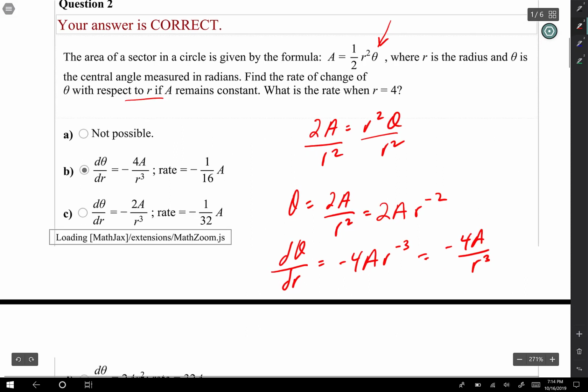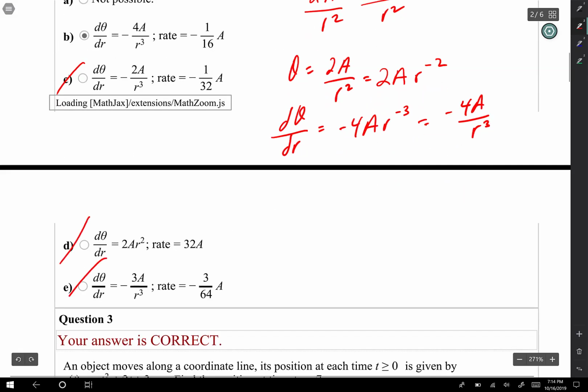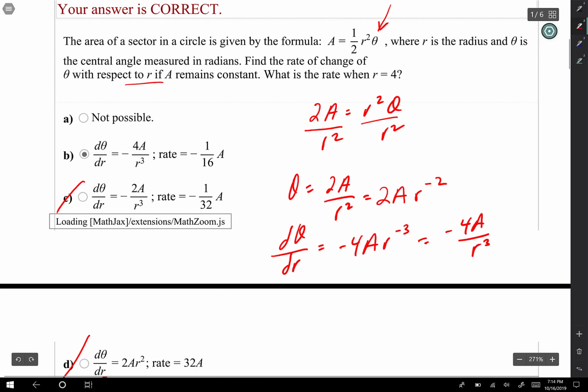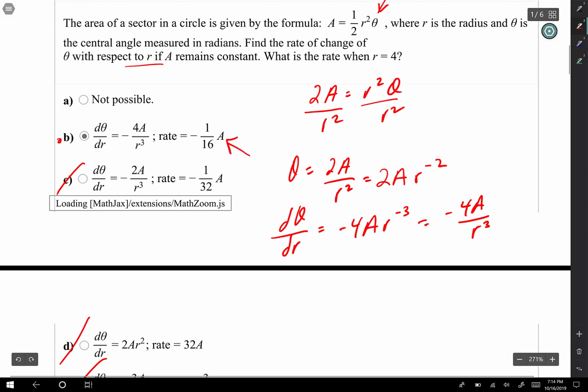So let's see. That one's done, and that one's done. So immediately the only one is letter B. But let's still keep going to make sure that we get this number. Obviously, it is possible, so it can't be letter A. But let's continue, guys, anyways.